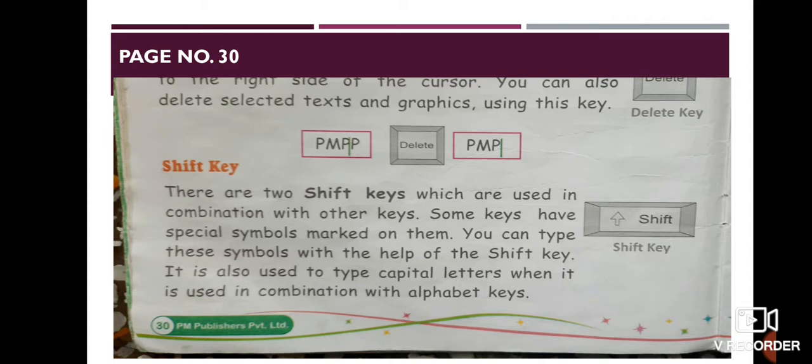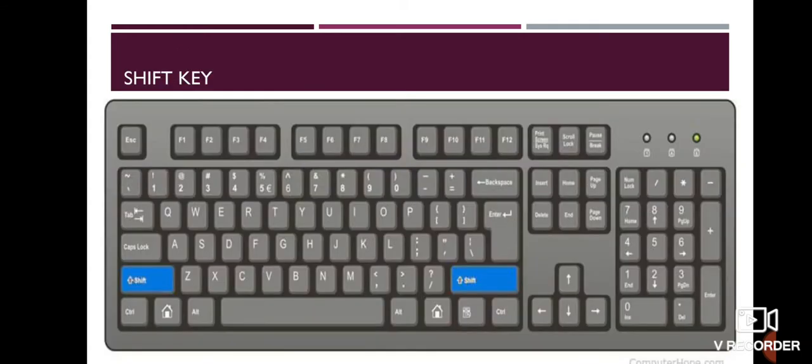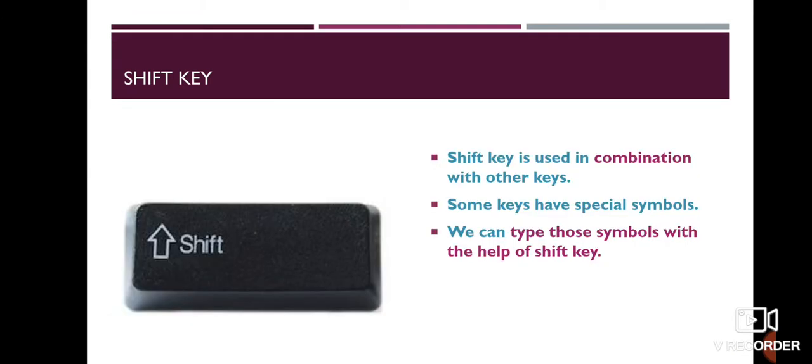And where are they located? Check. Can you see two highlighted keys in the picture? They are shift keys. Children, just check their position on the keyboard. Okay, so let's move further.